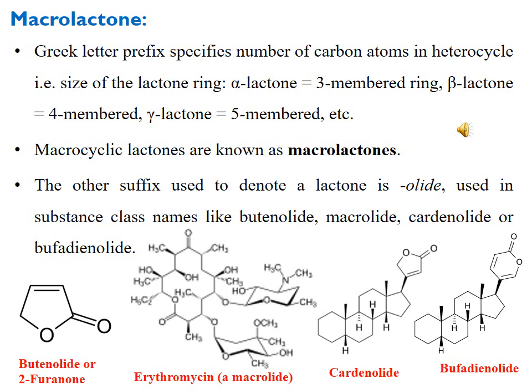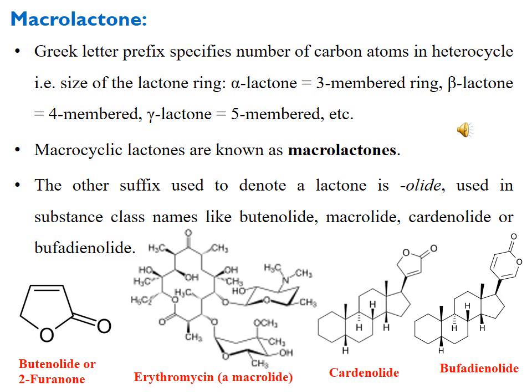The next term which is basically involved in our lecture is macrolactone. The macrocyclic lactones are known as macrolides. We have discussed here 2 types of nomenclature for naming lactones. For macrolides, mostly a general name is used, which is involved in natural product chemistry. Here you can see the example.